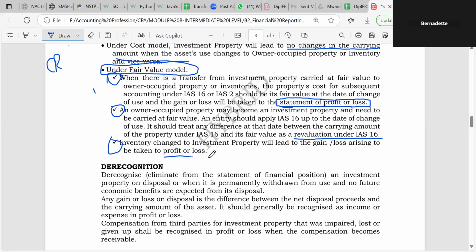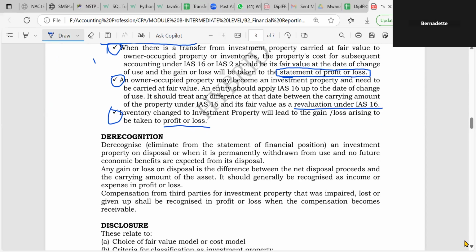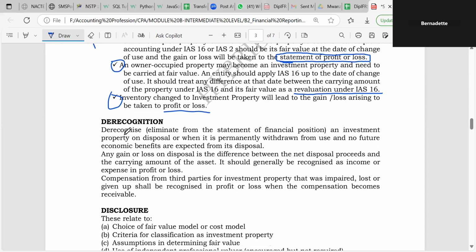To profit or loss. So the trickier thing here was from investment property to PPE and from PPE to investment property. Being careful when you are changing. Whatever remains is nothing. The recognition, whatever non-current asset you recognize, you need to get the gain or loss on what? On disposal.